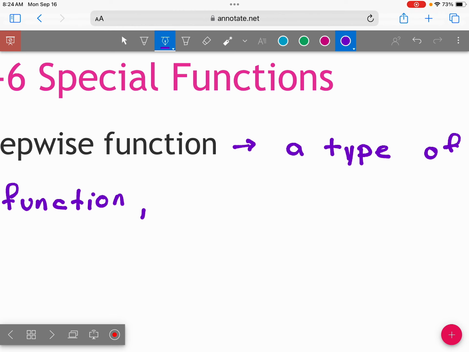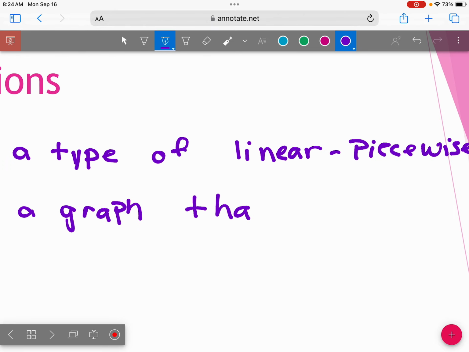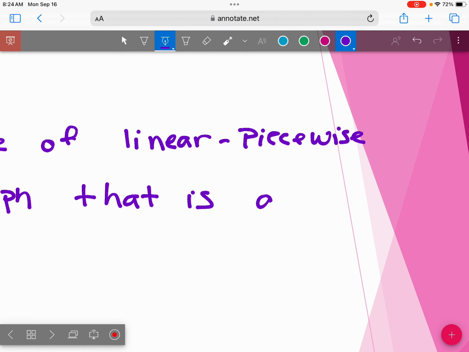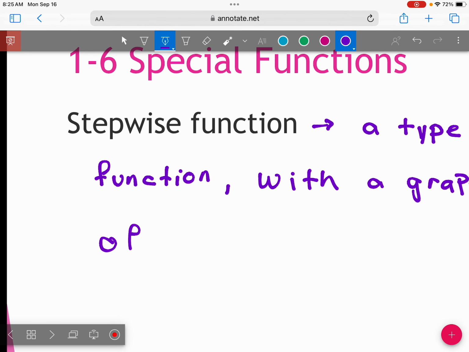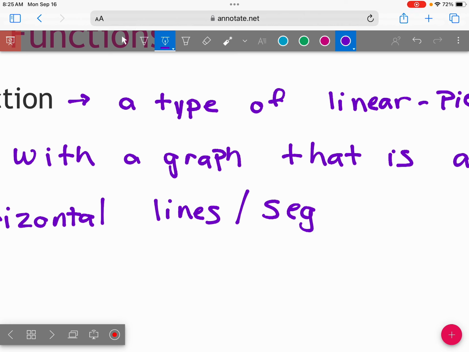Piecewise functions don't have to just be lines, but since that's all we know right now, that's all we've been graphing so far. So it's a type of linear piecewise function with a graph that is a series of horizontal lines or segments. Usually segments, but it could be lines.